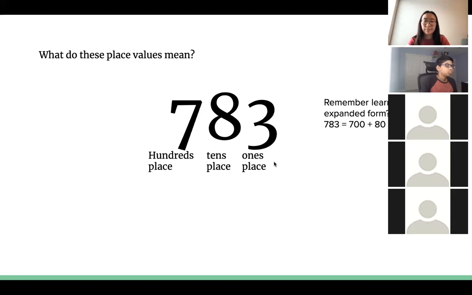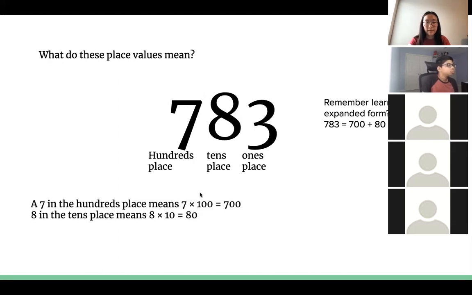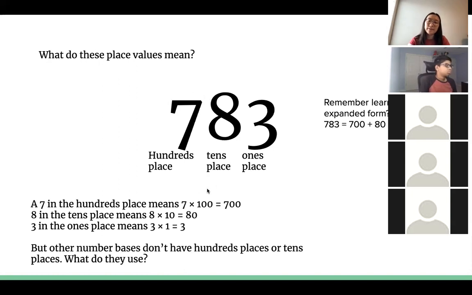You might remember from expanded form that this means 700 plus 80 plus 3, because you multiply the digit by its place value. So a 7 in the hundreds place equals 700. An 8 in the tens place means 8 times 10, which is 80. And a 3 in the ones place means 3 times 1, which equals 3. But there are lots of other number bases besides base 10, our decimal system.